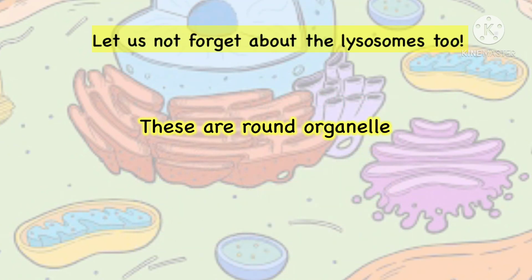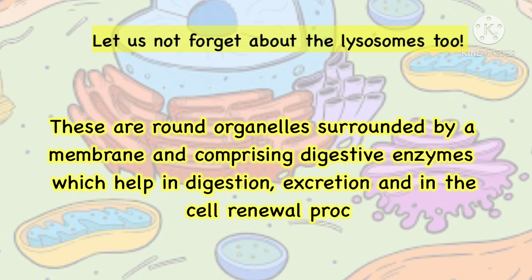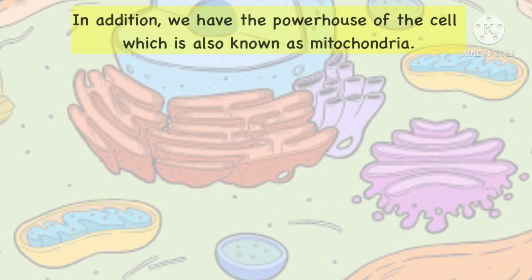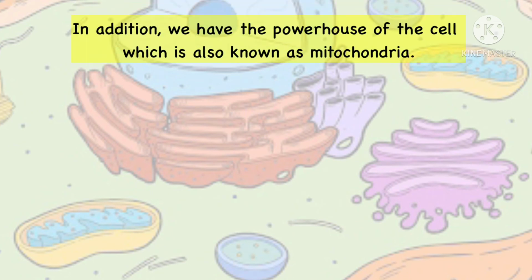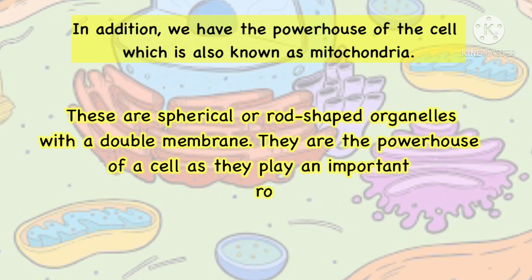These are round organelles surrounded by a membrane and comprising digestive enzymes which help in digestion, excretion, and in the cell renewal process. In addition, we have the powerhouse of the cell, which is also known as mitochondria. These are spherical or rod-shaped organelles with a double membrane. They are the powerhouse of a cell as they play an important role in releasing energy.